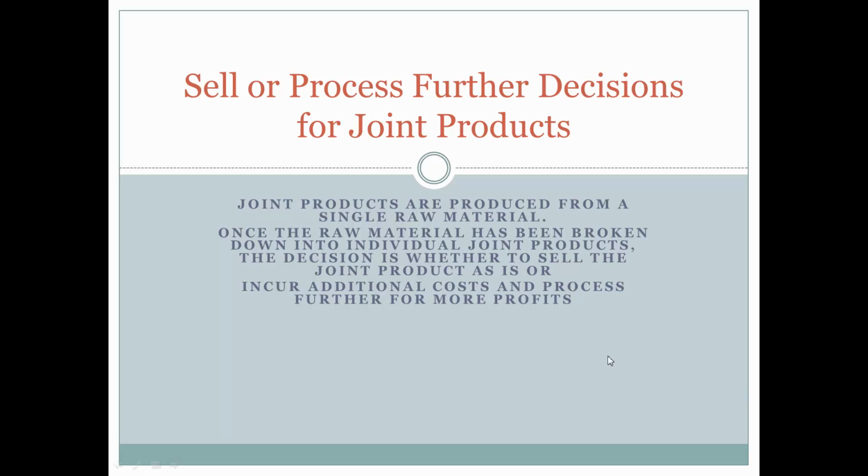Sell or process further decisions for joint products. Joint products are produced from a single raw material. Once the raw material has been broken down into individual joint products, the decision is whether to sell the joint products as is or to incur additional costs and process further for more profits.